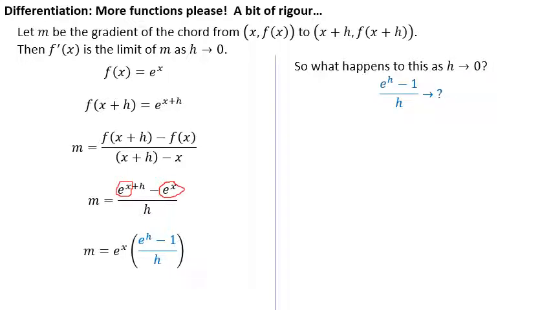So the question is, if we make h shrink towards 0, what happens to e to the h minus 1 all over h? Now, just like with trig, this is a standard limiting result that you would be provided with if you were ever asked to perform this proof in an A-level maths exam.